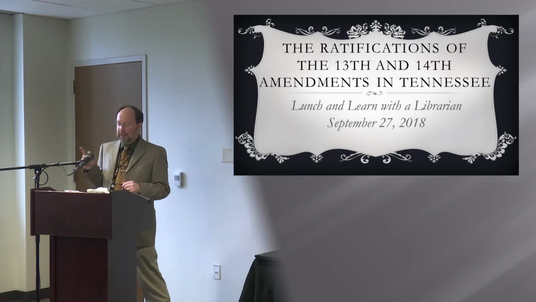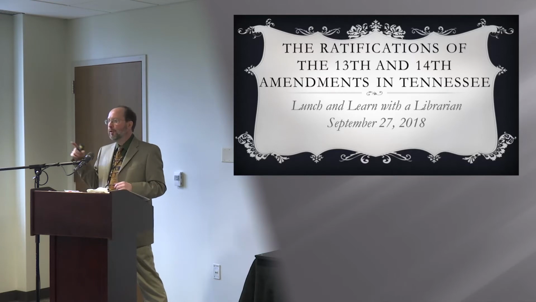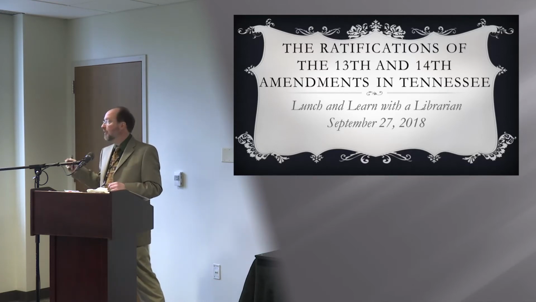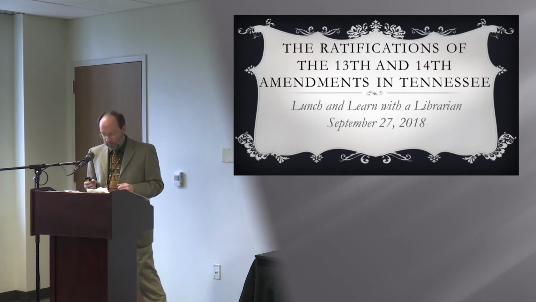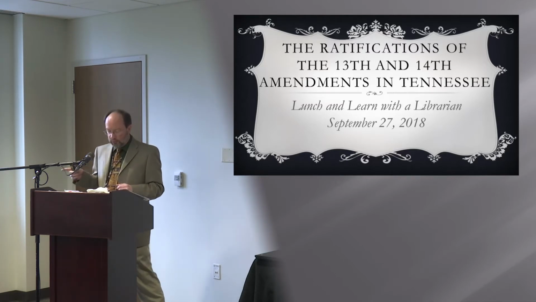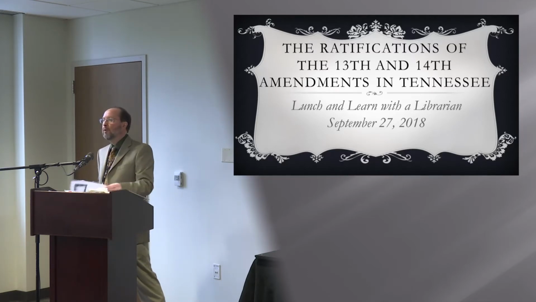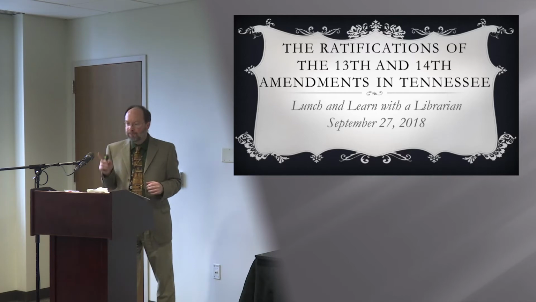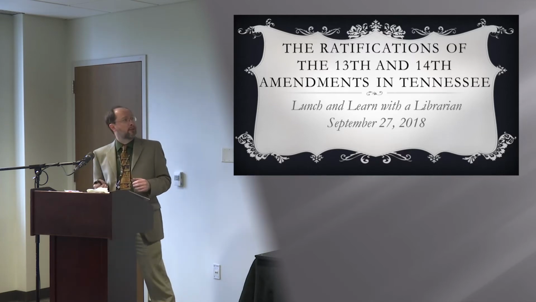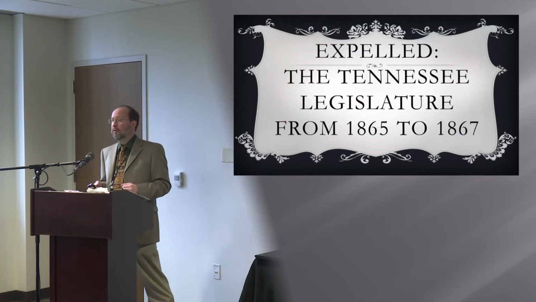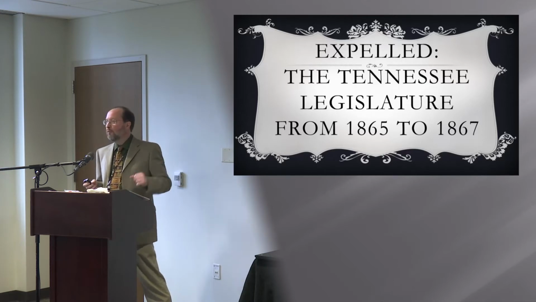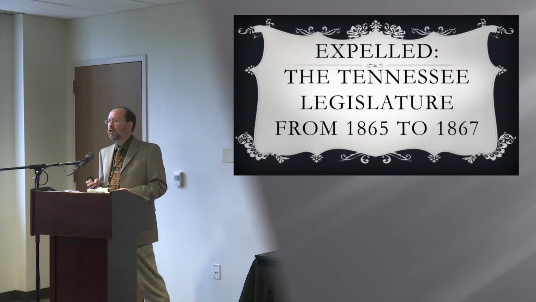This presentation is, in many ways, a continuation of the previous one on the history of the Tennessee State Capitol in the Civil War. That talk was focused more on the executive branch, the governors before, during, and after the Civil War. This talk will focus more on the legislative branch. In fact, a better title for this talk may have been Expelled, the Tennessee legislature from 1865 to 1867, because that's what happened. Members were expelled.